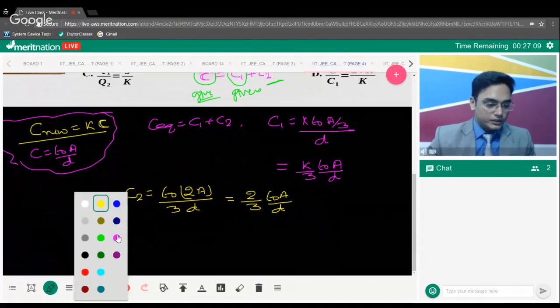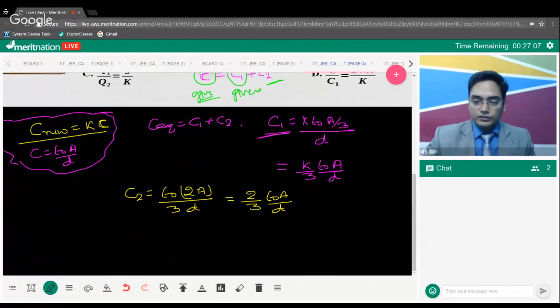But in this question, the value of C1 is given, so we can obtain C2 in terms of C1. Why? Because C1 and C are given, C2 is unknown. So let's obtain C2 in terms of C1. We can say epsilon naught A by D, its value is 3C1 by K, from equation number 1.